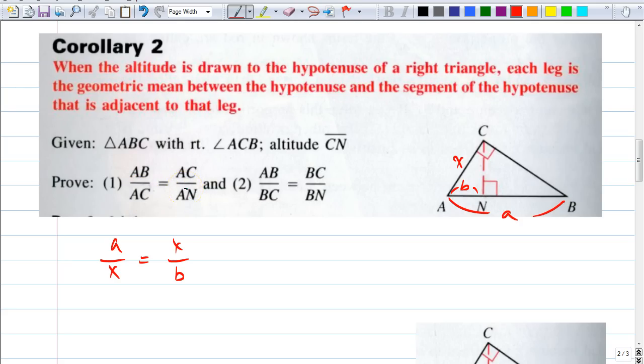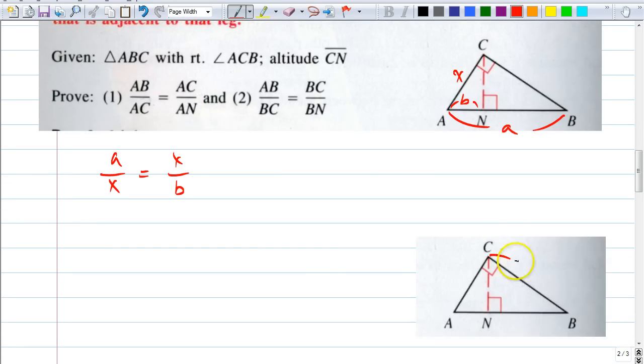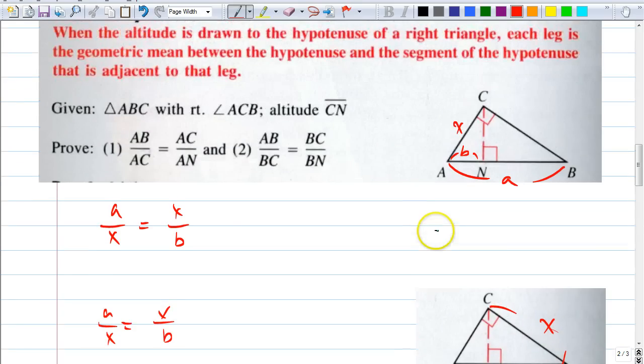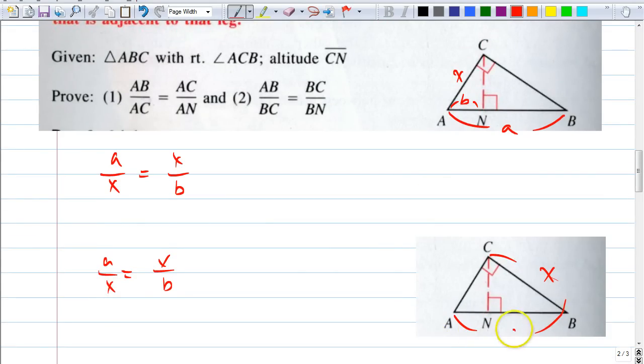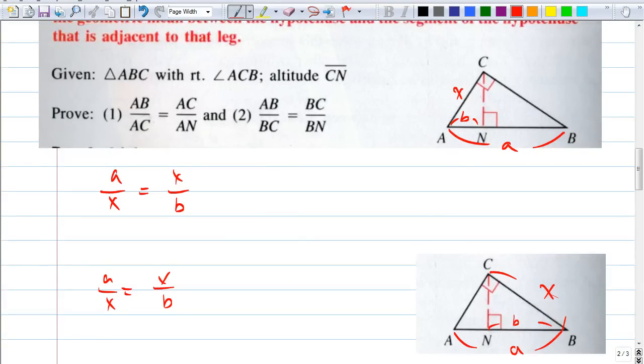How many legs do we have in a right triangle? Two. Let's call this one x now. Again, it's going to be a over x equals x over b. If this is your x, where's your hypotenuse? AB again. A over, where's the segment that is adjacent to that leg? There's your b. Isn't that what we have? AB over BC is equal to BC over BN. That's what they're saying. Do you see what they're trying to say? And to prove this, do you think we're going to use the same approach as before, where two similar triangles are what?